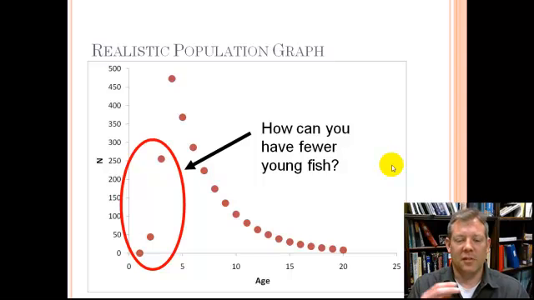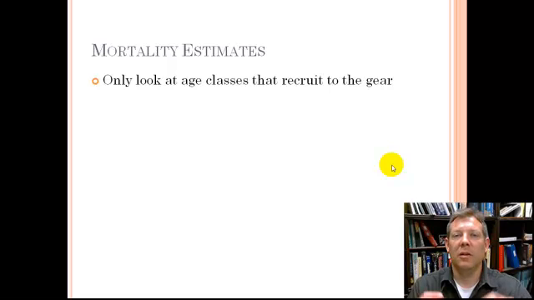Well, it has something to do with your gear, not with the actual population. Those young age classes are not recruiting to the gear. If we're doing electrofishing or trap netting, you're not catching larval fish. You're not catching the small fish. And so that's why your graphs look like that. So you don't really have fewer young fish than old fish. You're just not catching the young fish.